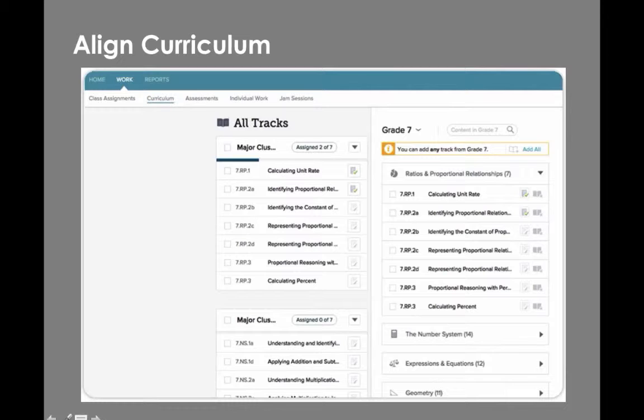For example, with states that have adopted Common Core, there's now a focus on coherence. Now you can build units the way you want so that concepts across the standards are more connected. When students see connections in what they're learning from one unit to the next, they can better retain these math concepts and skills.